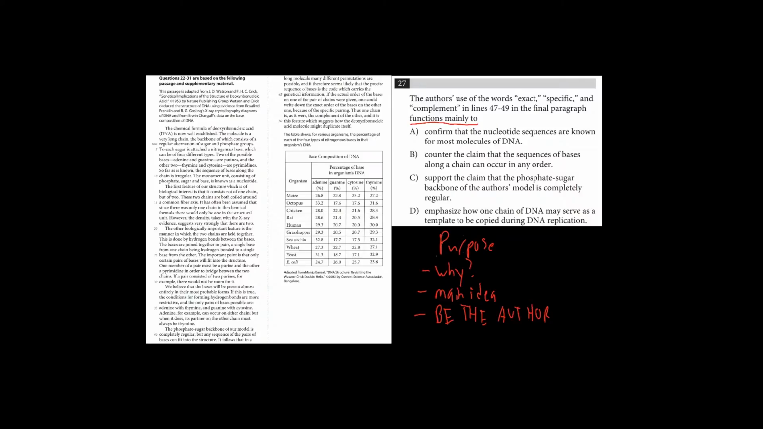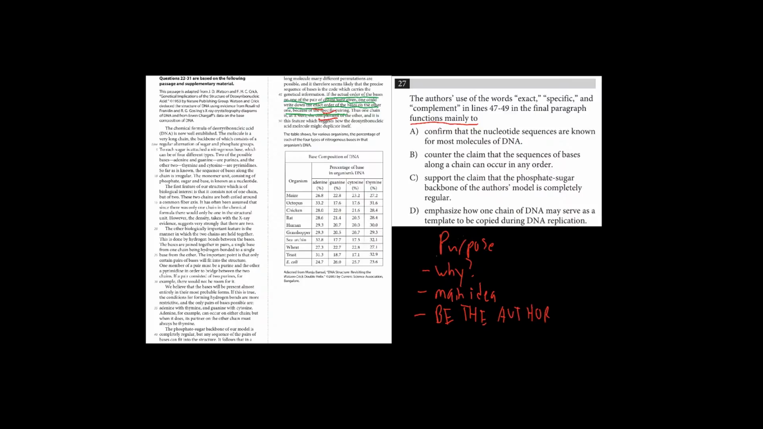It says right here, let's start here a little earlier. If the actual order of the bases on one of the pair of chains were given, one could write down the exact order of the bases on the other one because of the specific pairing. Thus, one chain is, as it were, the complement of the other. So I'm going to underline the words that they're talking about. They're talking about exact, complement, and they said specific. Right here, specific pairing. Okay.